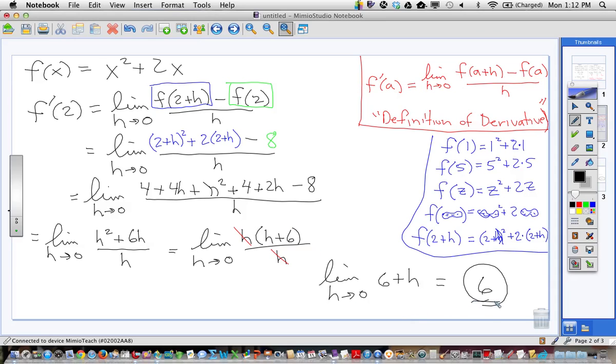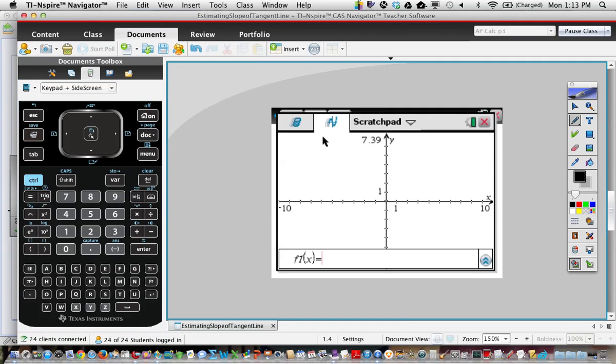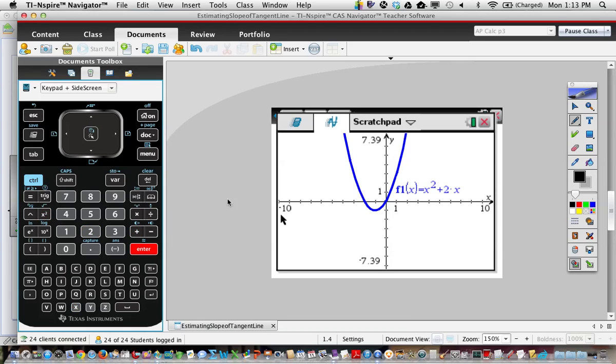All right. 6 is the slope of the tangent line. Now, let's real quick graph this. Let's just go on our scratch pad and graph this thing. I'll just do it real quick here. What do we got? X squared plus x. No, 2x. Right? X squared plus 2x. Let's look at that. It's a parabola.